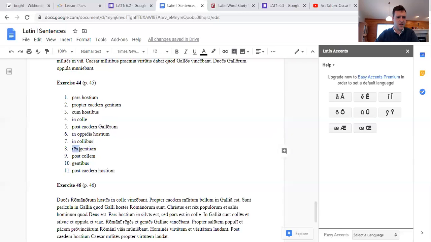Number 8, rex gentium. So king, nominative singular, the king, gentium, of the nations, of the peoples, of the clans. Genitive defining king. What king?